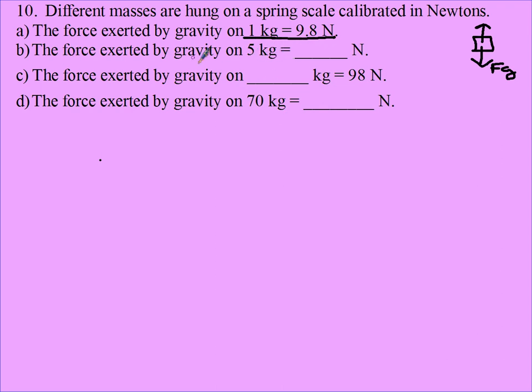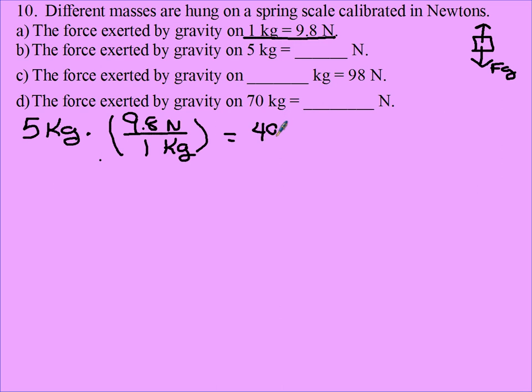So let's find the force exerted by gravity on a 5 kilogram object. Let's put 5 kilograms. Now let's use our conversion factor. I've got kilograms here and I want newtons, so I'm going to put kilograms in the denominator, newtons in the numerator. Now what is my conversion factor? I've got 1 kilogram is 9.8 newtons. Then I multiply straight across. 5 times 9.8 is 49 newtons. So I'm going to come up here and put 49 newtons.